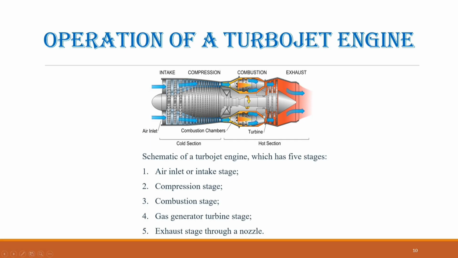3. Combustion stage. After compression, the high-pressure air enters the combustion chamber or combustor, where fuel is injected and ignited. This process raises the temperature of the airflow significantly, producing high-energy gases. Unlike piston engines, where combustion occurs as a rapid increase in pressure in a confined space, combustion in a turbojet is a continuous, nearly constant pressure process.